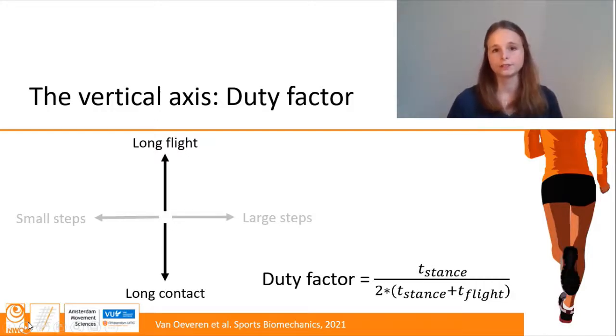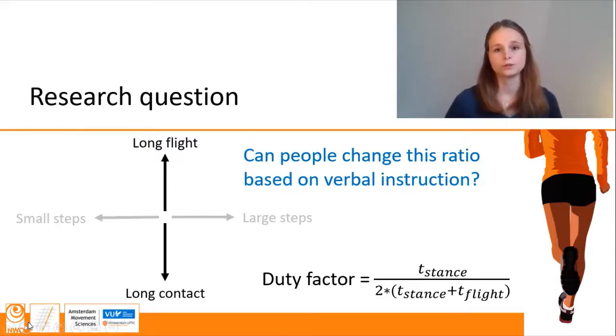Most studies that looked at the duty factor, stance time, or flight time have compared different runners in their natural running style or runners over different speeds, which also affects the duty factor. But nobody has really looked at a change within a person at a certain speed. So in our study, we wanted to see if people can change the ratio of stance to flight time based on verbal instruction.